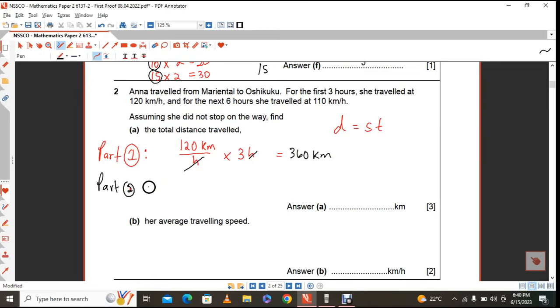Let's take the second part. Now it says she is doing 110 kilometers in 1 hour, and she does this in 6 hours. Again, I cancel the hours because I want to find a distance. This gives me 660 kilometers. The total distance will be the sum of these, which gives 1,020 kilometers. This is the total distance that we required.